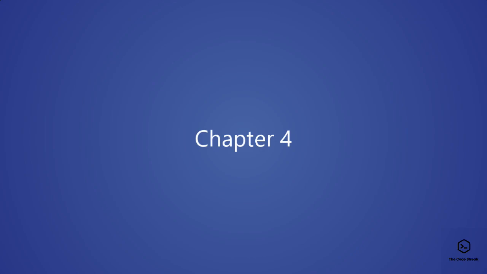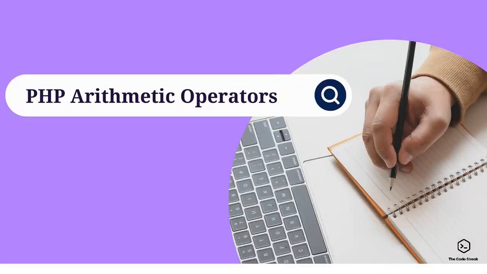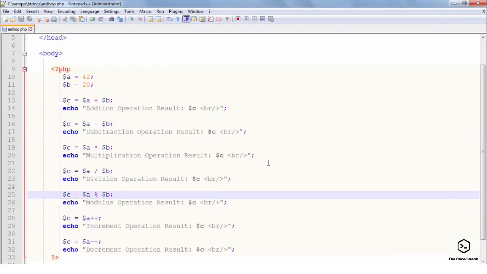In this video, we'll have a look at the different arithmetic operators that are available in the PHP language. So let us verify the behavior of arithmetic operators with the help of this PHP script. This PHP script starts here. In the beginning, there are two variables, a is equal to 42 and b is equal to 20.